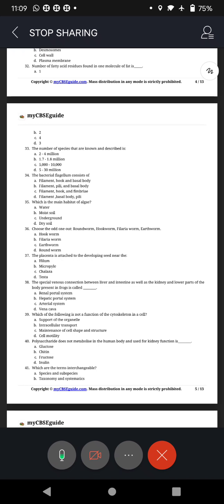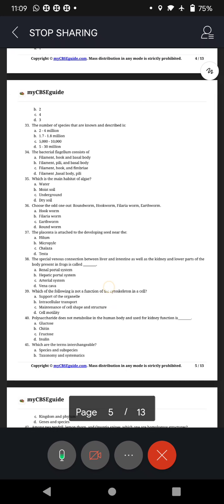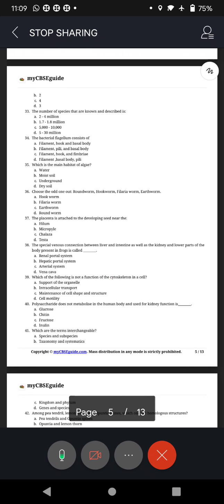Question 43. Answer B. Fibers of structural proteins. In all connective tissues except blood, cells secrete fibers of structural proteins called collagen, or one more is there, elastin. Collagen or elastin.